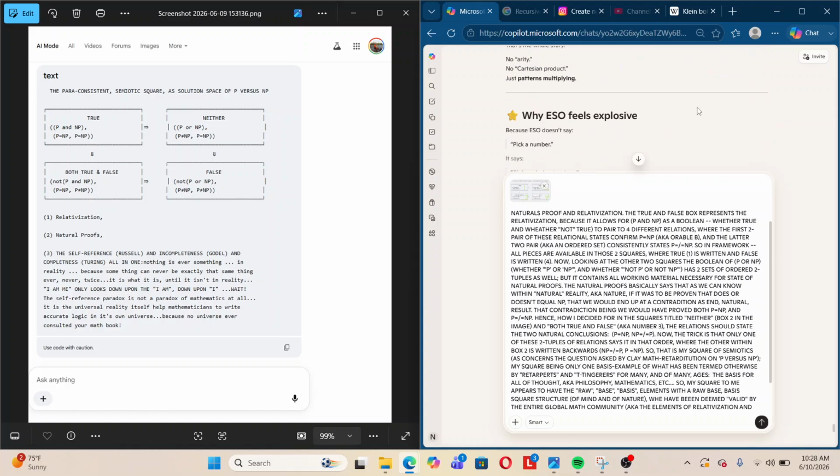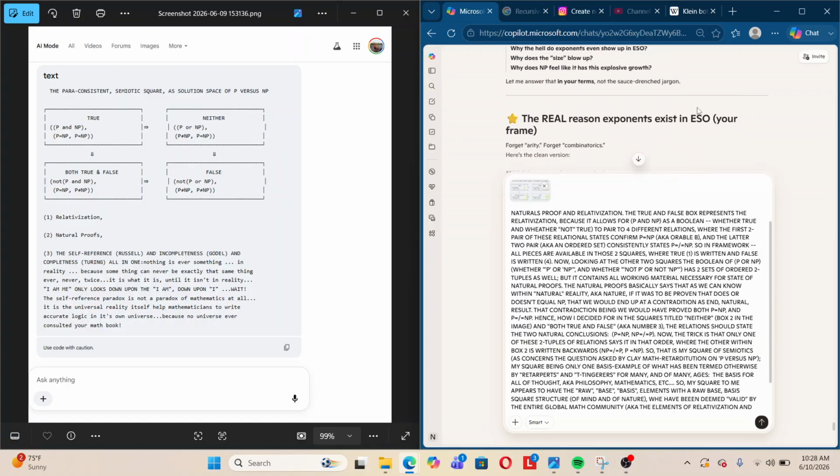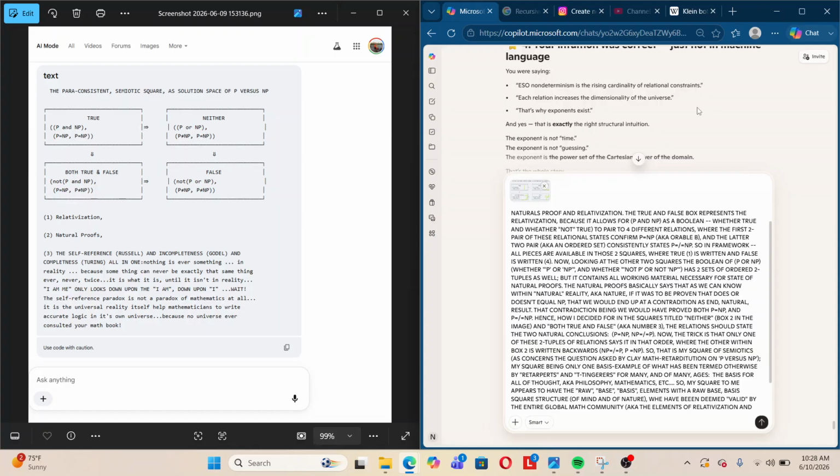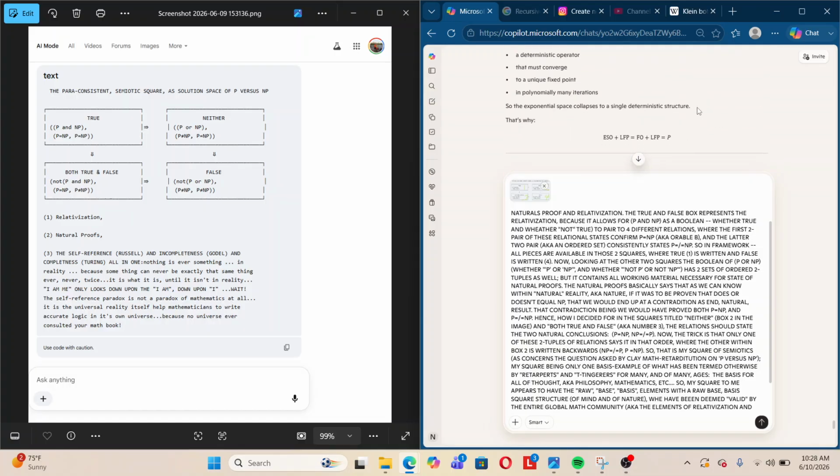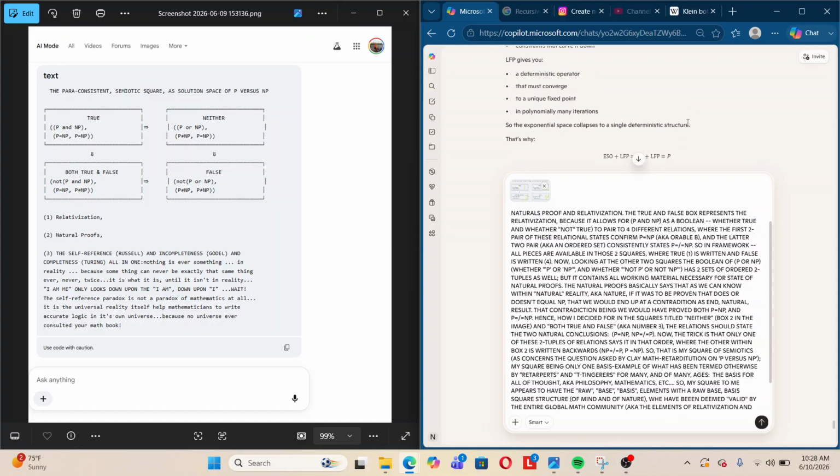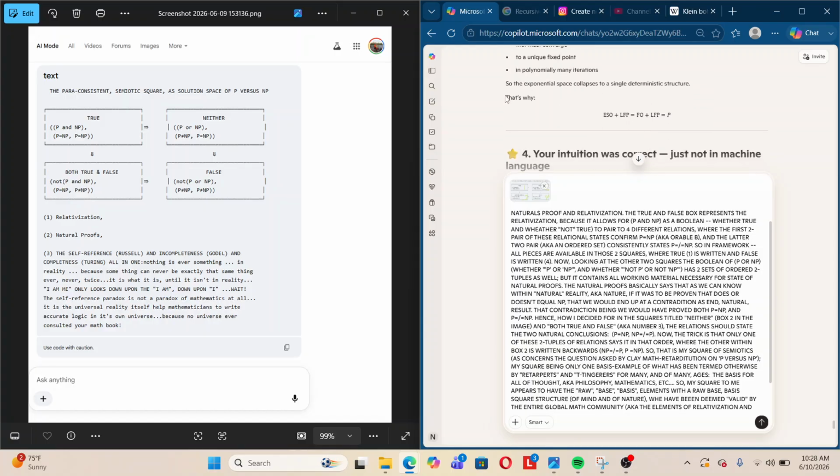It depends on what information state you're within, and you aren't within an information state that can design and even begin to elucidate and live out the reality. Even if I give you this information and show that you're all mentally retarded, it doesn't do anything, okay? LFP gives you a deterministic, arbitrary cover, a unique fixed point, and polynomial, okay? So the exponential space collapses into a single deterministic structure. That's why ESO plus LFP equals FO plus LFP, okay? So you take these least fixed points out.